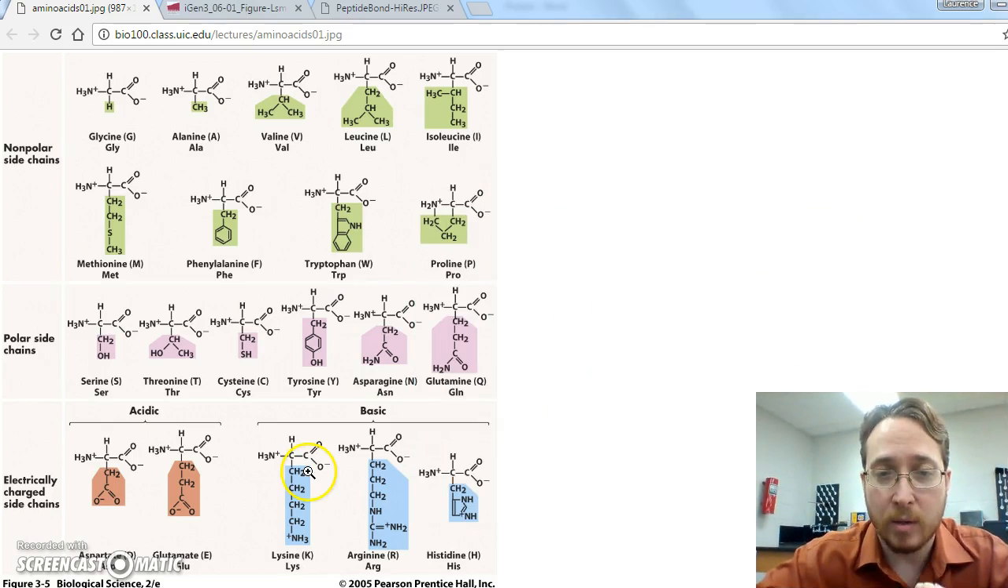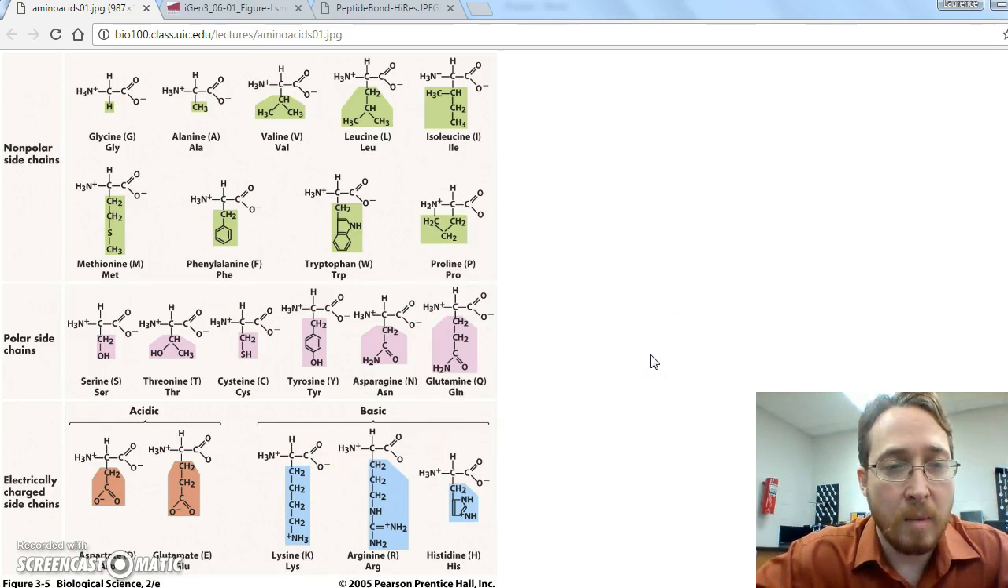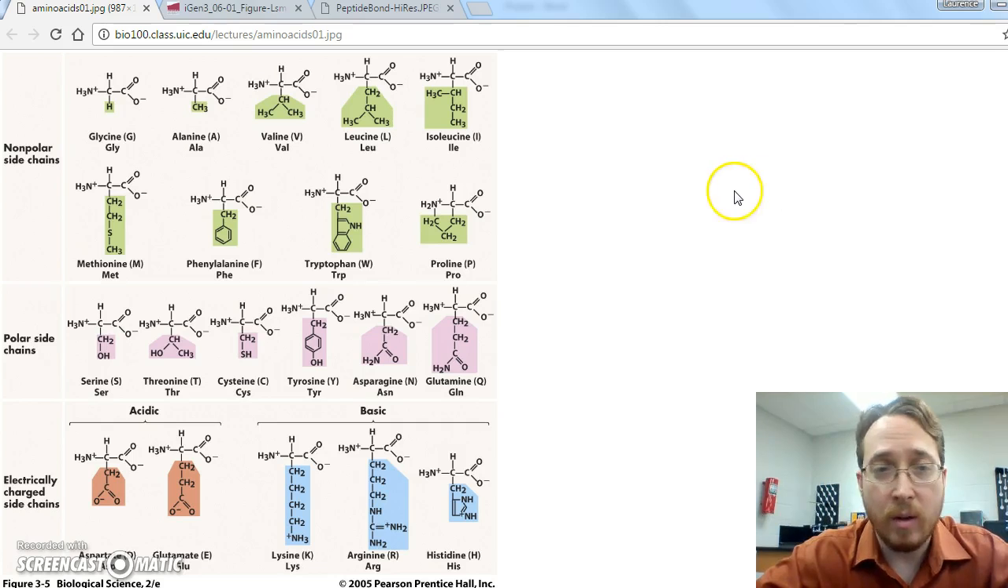Let's talk about those monomers. This is a series of the monomers of proteins. These are called amino acids. And you can see they are a wide variety.